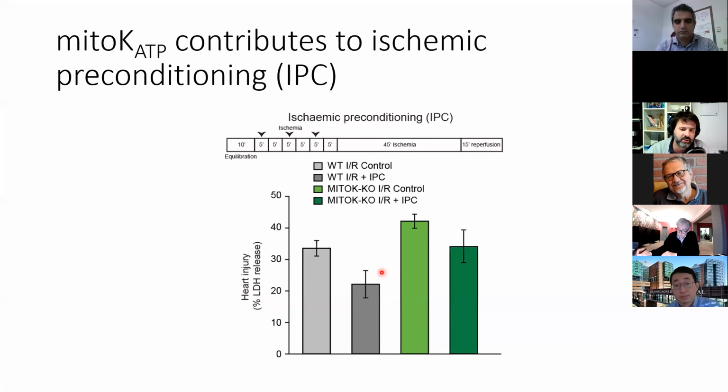And in normal condition, you can see that this is a protective treatment. And again, with this experimental setup, you can see that the loss of MITOK dampens this protective effect triggered by ischemic preconditioning, at least in part. Thus meaning that this channel is indeed important for ischemic preconditioning.